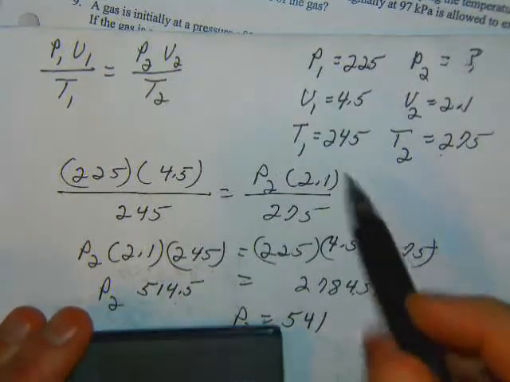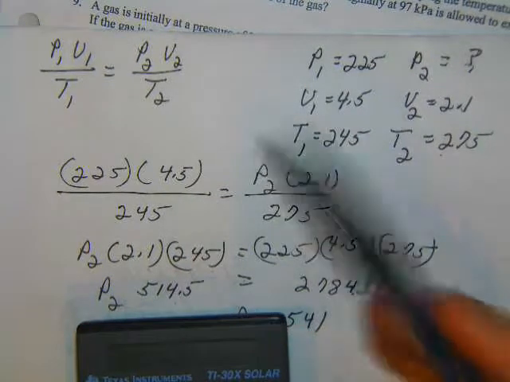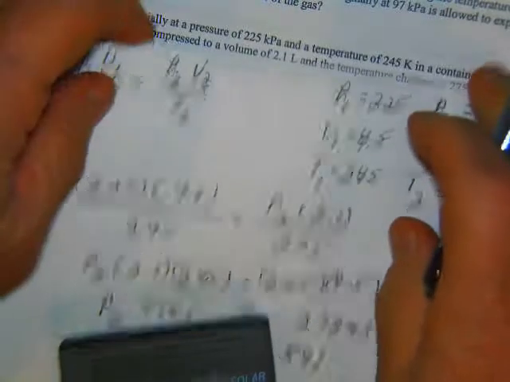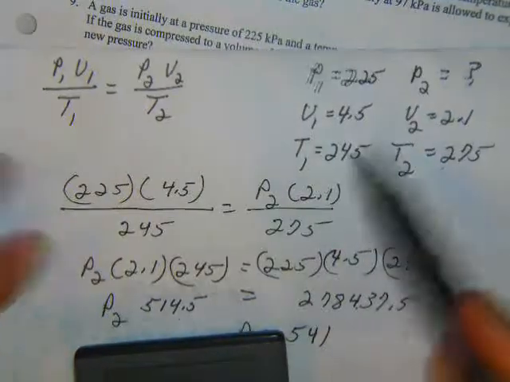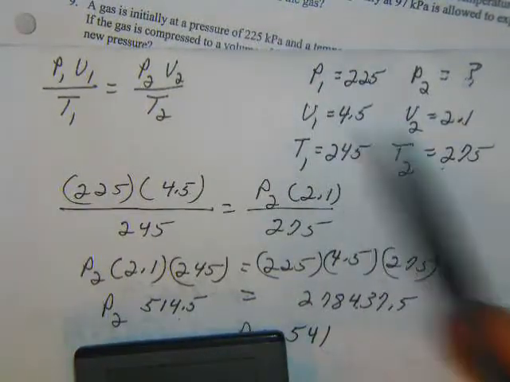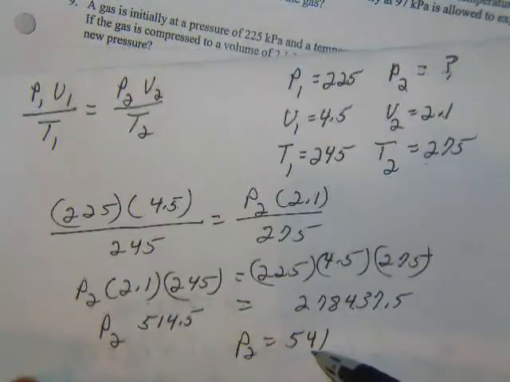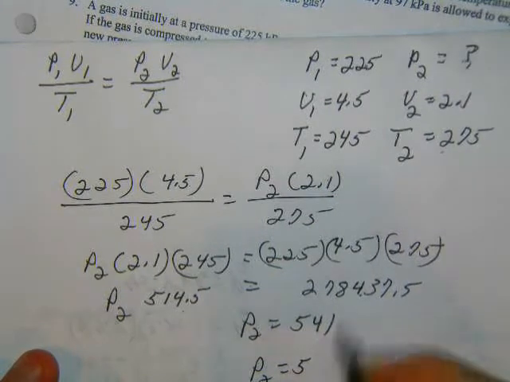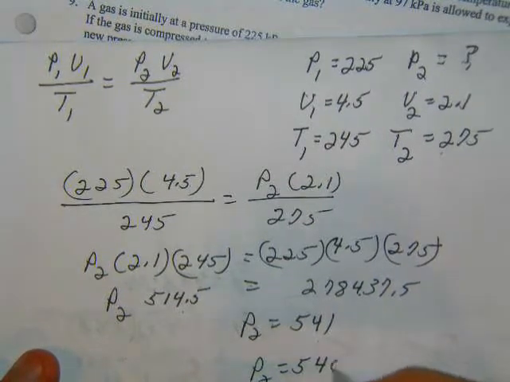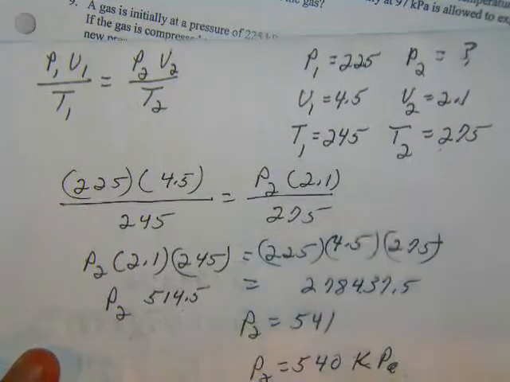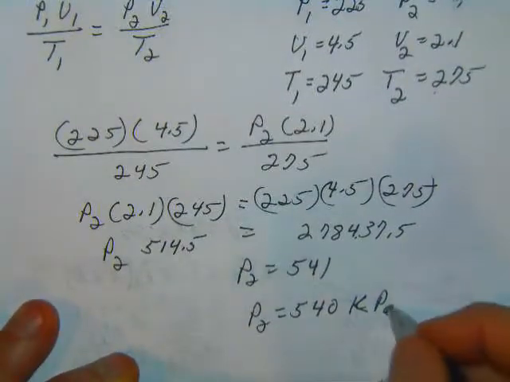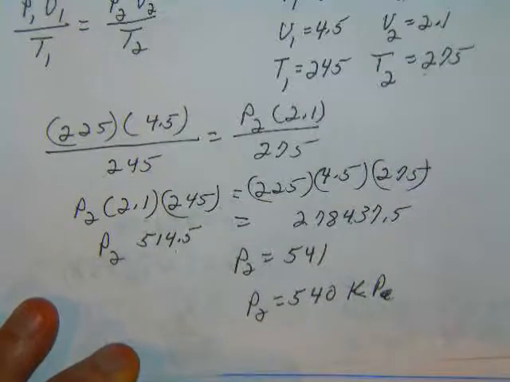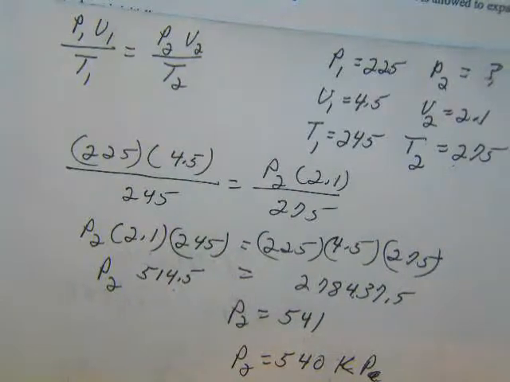And we're talking about sig figs. Make sure we're pretty good there. Yeah, it looks like we got 2 and 2, so we can have only two significant figures. So P2 equals 540 kilopascals there. Make sure you always include your units. All right, so that takes care of the combined gas laws.